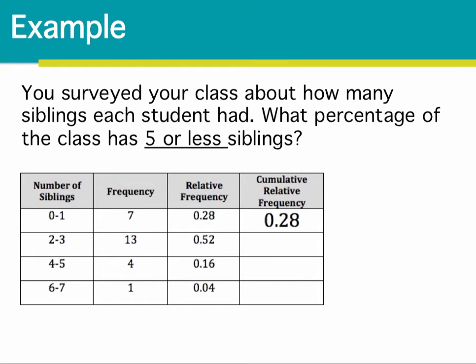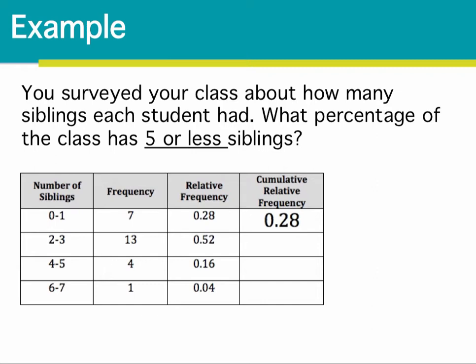You surveyed your class about how many siblings each student had. What percentage of the class has 5 or less siblings? Now you'll notice that our data is given in intervals here, but that's okay, because as long as we have the relative frequency, we can find the cumulative relative frequency.